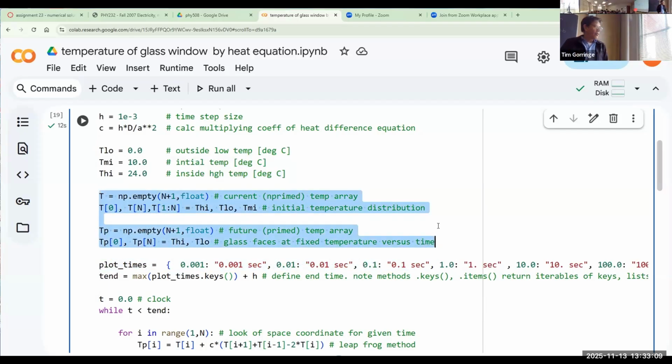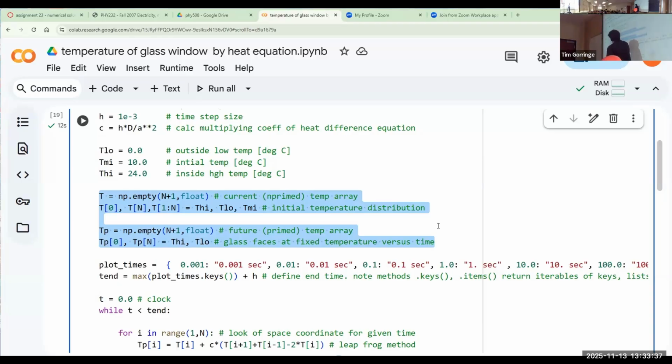Look, we're going to do this leapfrogging. We need an array of the current temperatures along the length of the rod, and an array for the future temperature along the length of the rod to do the leapfrogging. So I've got to initialize these arrays. I create these arrays with a number of elements that corresponds to my spatial discretization.